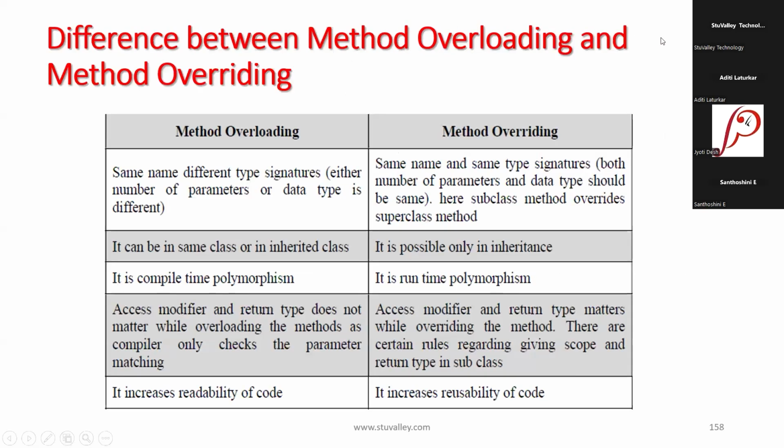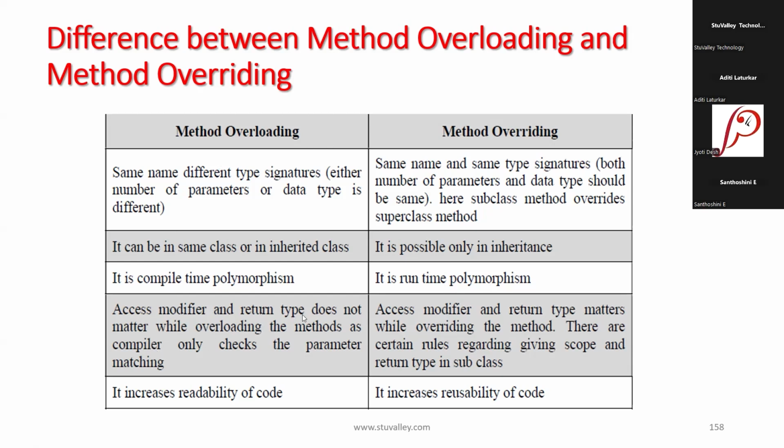The difference between method overloading and method overriding: overloading has the same name but different type signatures, either the number of parameters or the data type is different. But in method overriding, everything should be the same: same name, same type signature, both number of parameters and data type. The subclass method overrides the superclass method. Overloading can be in the same class or an inherited class, but method overriding is only possible in inheritance. Method overloading is compile time polymorphism, and method overriding is runtime polymorphism.